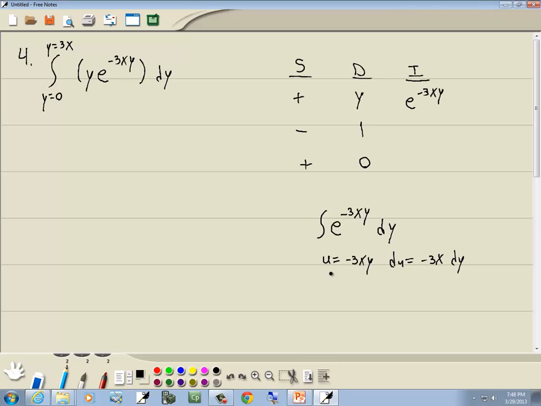Well, we need a negative 3x in there. Well, we'll put it in there. And we offset it with a 1 over negative 3x out in front. Because again, if you take negative 1 over negative 3x times negative 3x, they cancel each other out. Well, then that gives us negative 1 over 3x, and then this becomes e to the u du.